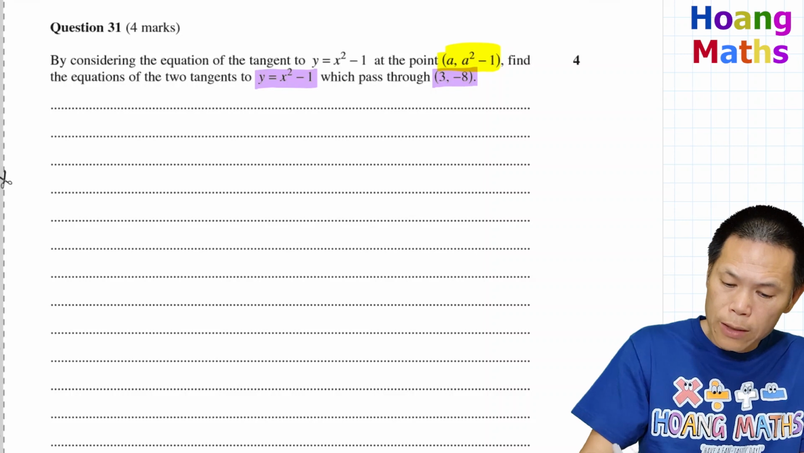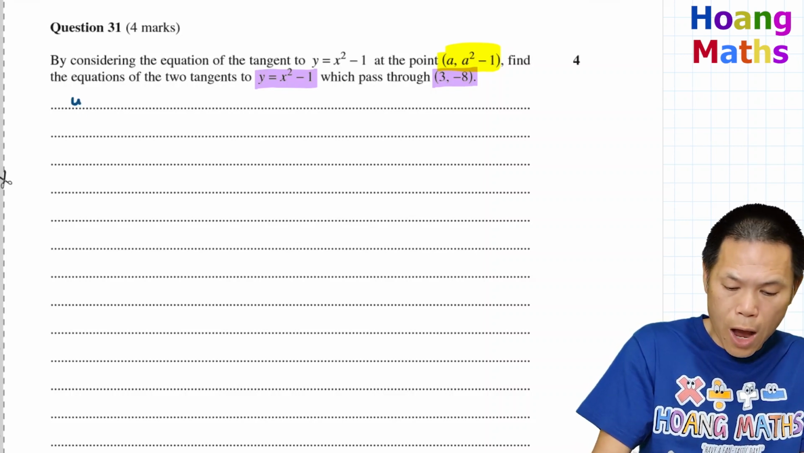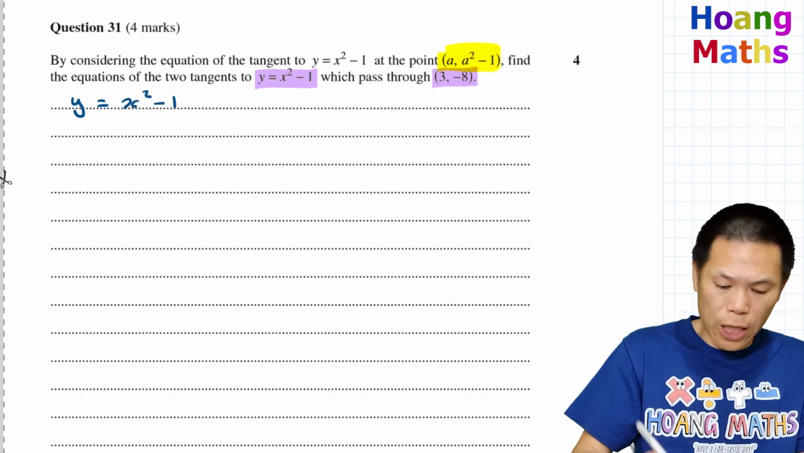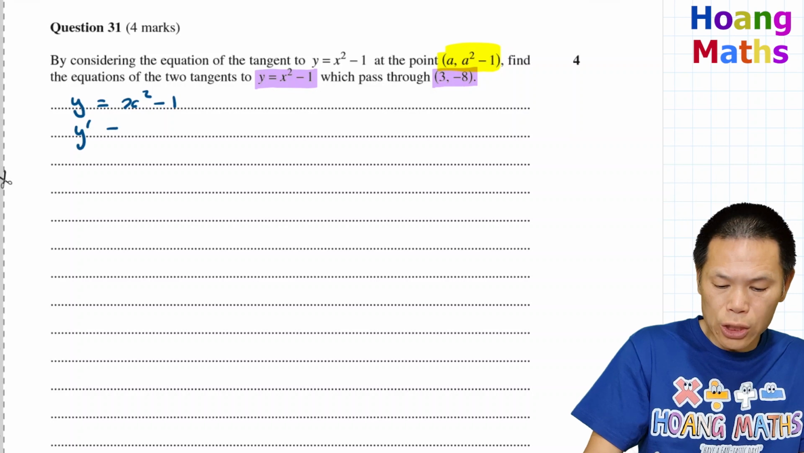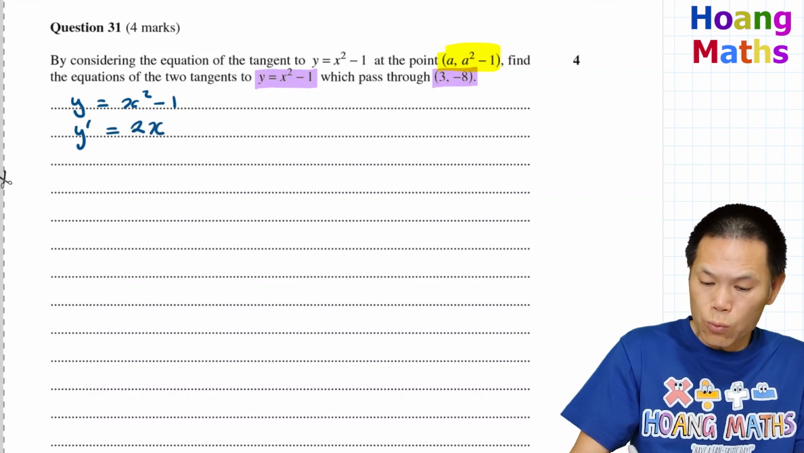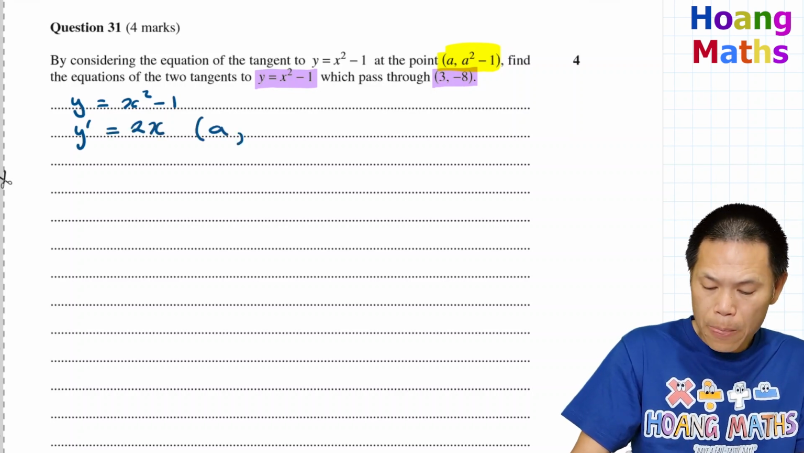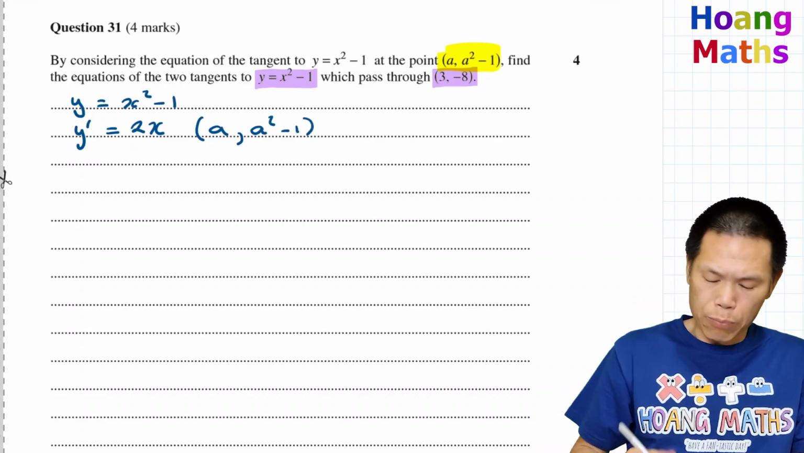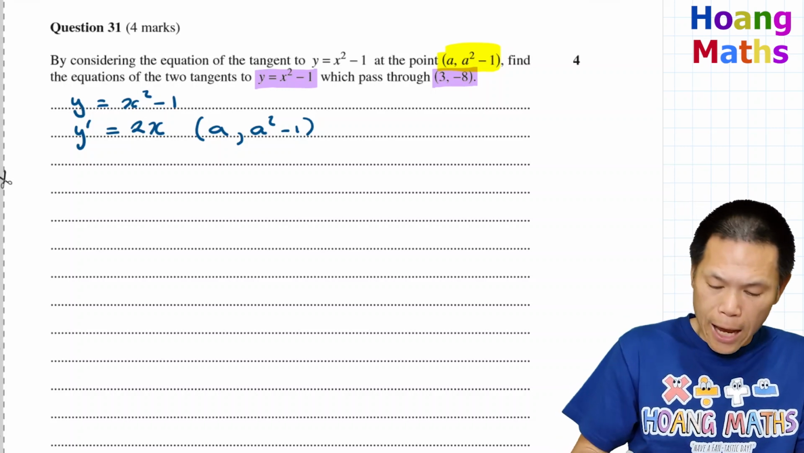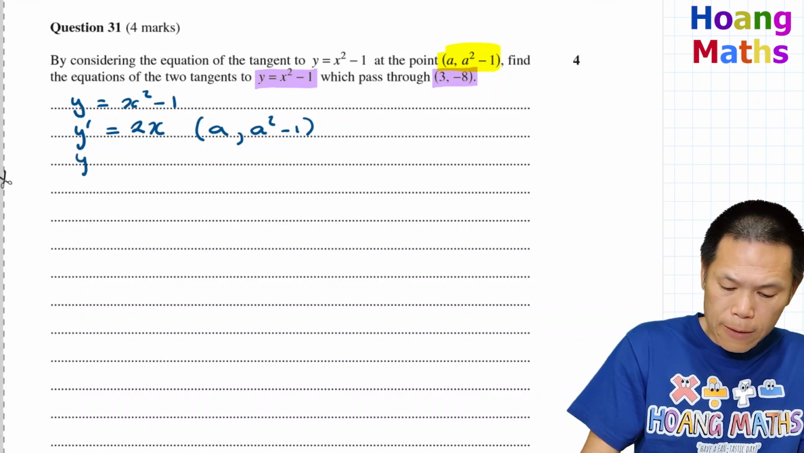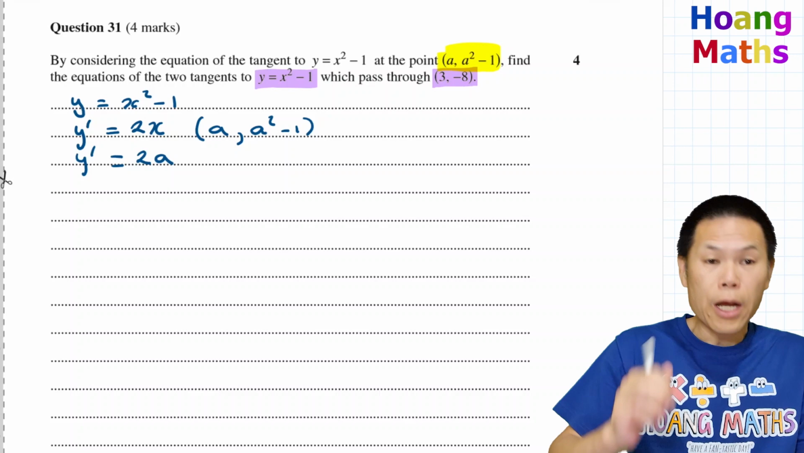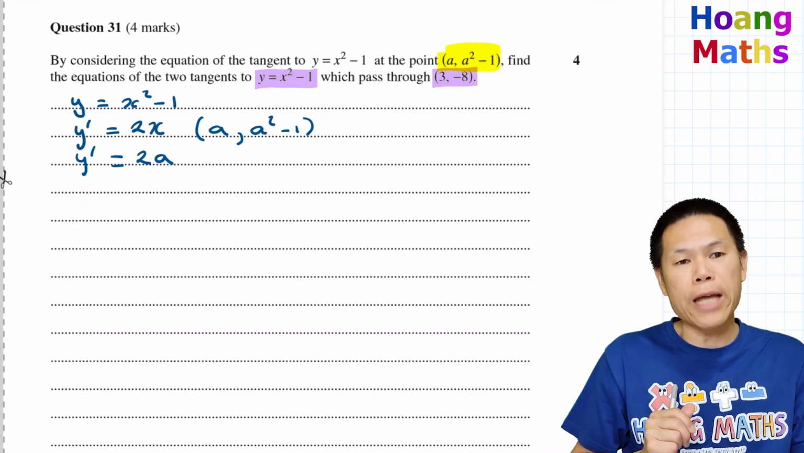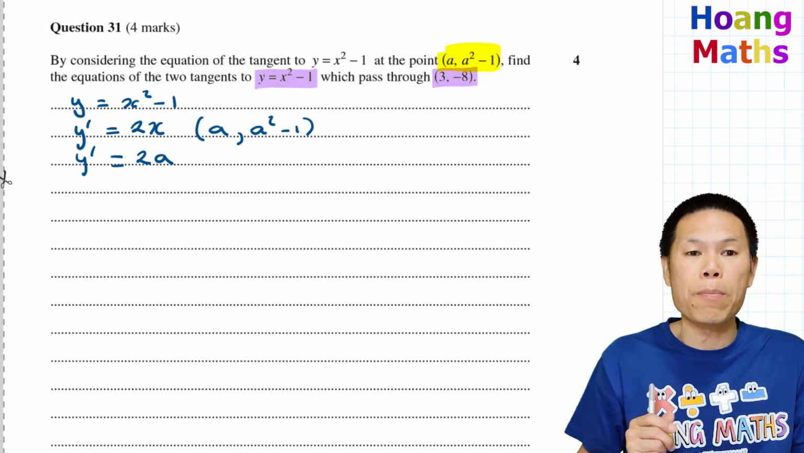So step number 1, to find the gradient, we need to differentiate the function. So y is x squared minus 1. So we differentiate this. So y dash is 2x. And we do this at a, a squared minus 1. So we need to find the gradient at that point first. So when x is a, this means that the gradient is 2a. Now we need to find the equation of the tangent at a, a squared minus 1.